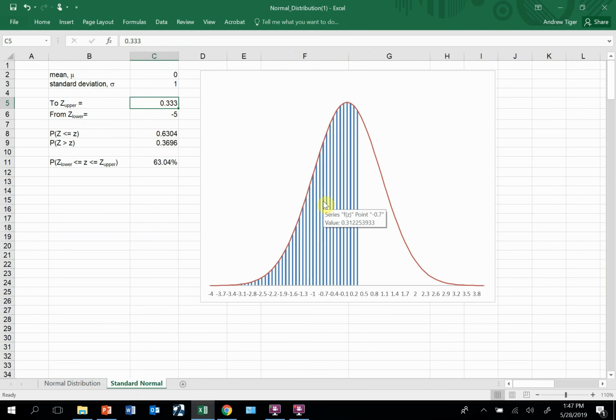So the back of the book has a standard normal distribution. And remember, on a standard normal, the mean is always equal to 0 and the standard deviation is always equal to 1.